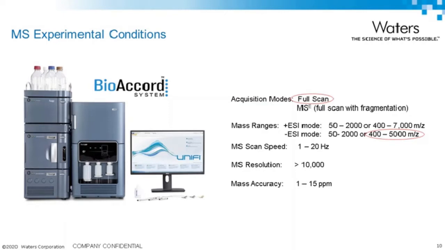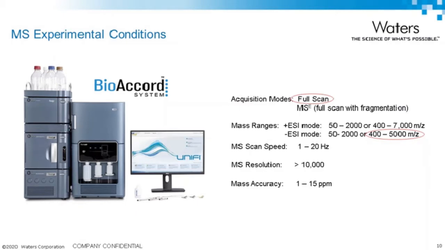The BioAccord system can acquire data in full scan or can acquire data using an MSE scan. In this case, there are 2 consecutive scan events. In the first one, only the precursors are detected. In the second scan, the fragments of those precursors are recorded. For these applications for intact oligo analysis, we recommend using full scan, and the data was collected using full scan. There are different mass ranges in positive and negative ionization mode, as listed here.